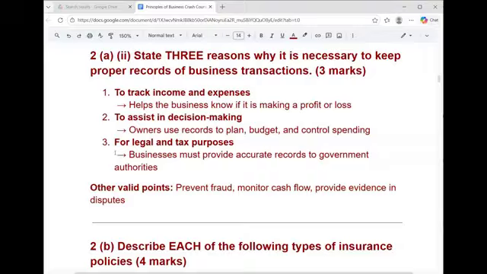And on the opposite end, if it's still inaccurate, but the figures are larger, then the business will end up paying way more taxes than they should. So ensuring that the records are accurate and correct is so important. Other points or answers could have been to prevent fraud, to monitor cash flow, and to provide evidence in disputes.